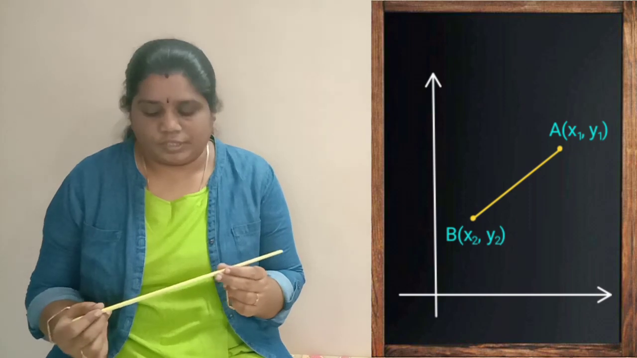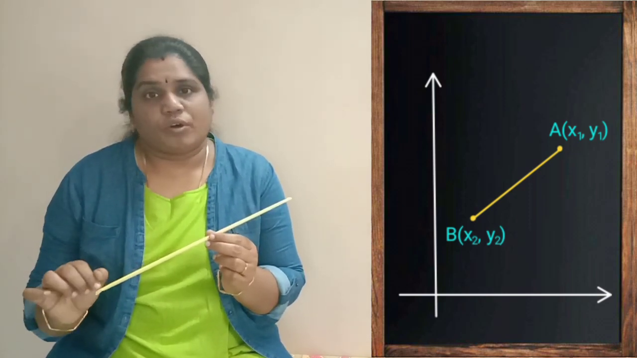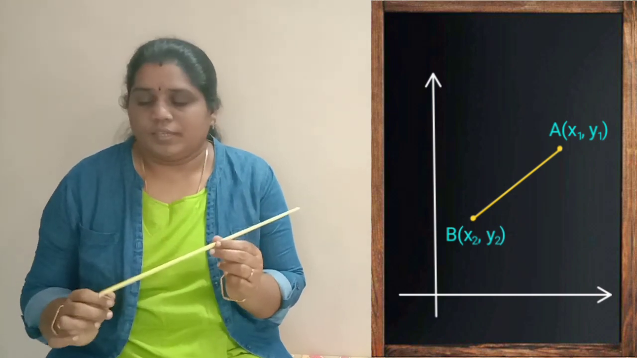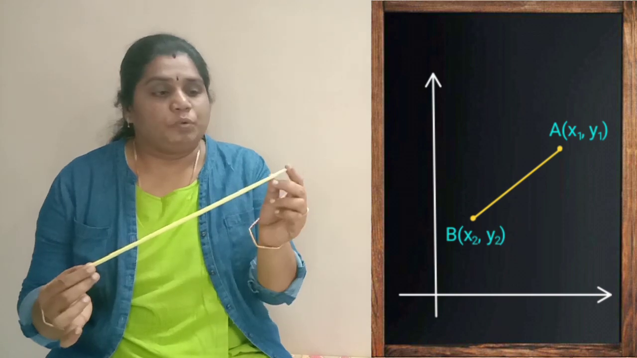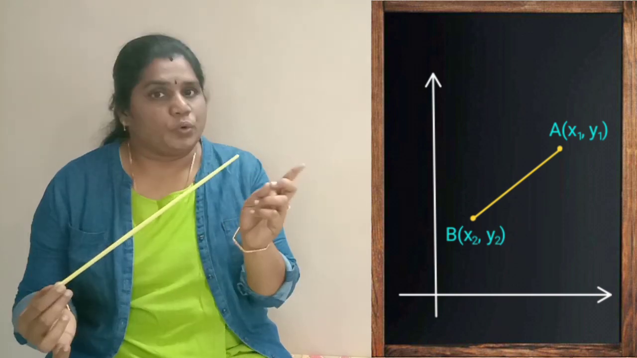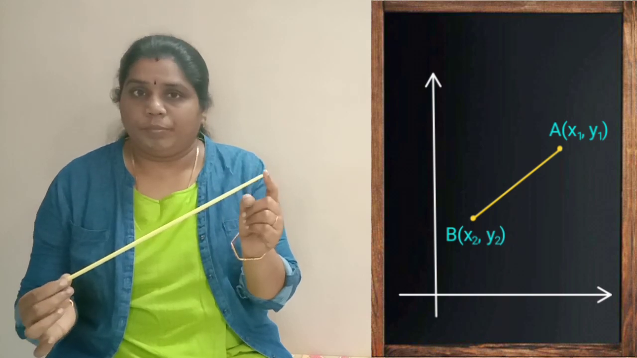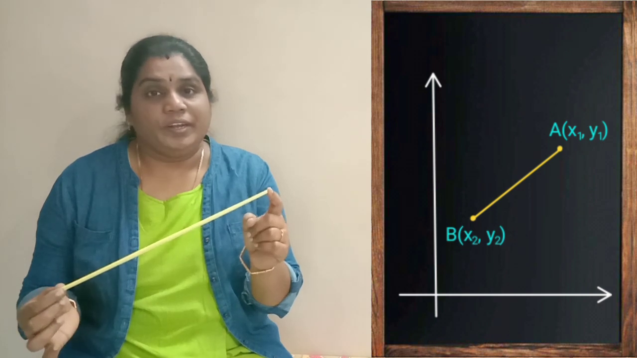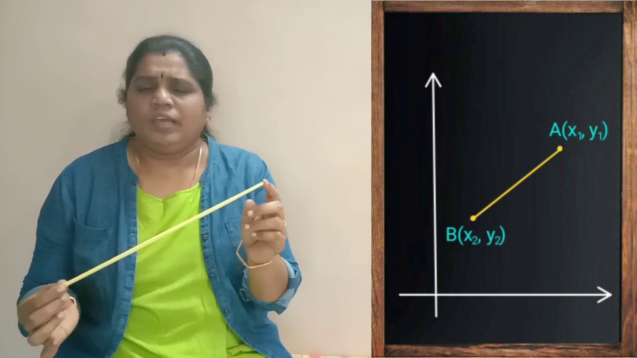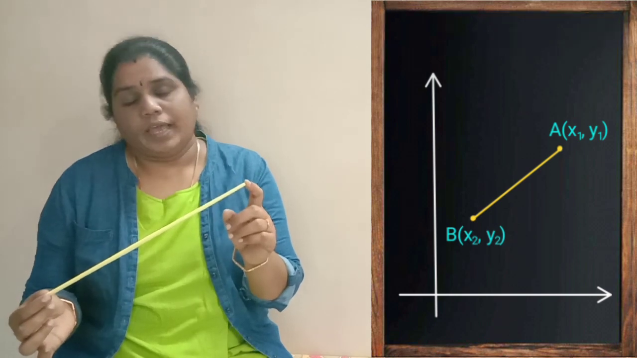Before getting into this, we know a straight line is a line which joins two points. Let us take this point as B and this point as A, as shown in the diagram. If you join these two points, you will get a straight line. Now we will see how to find the distance between these two points A and B.